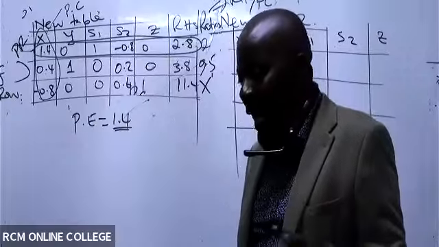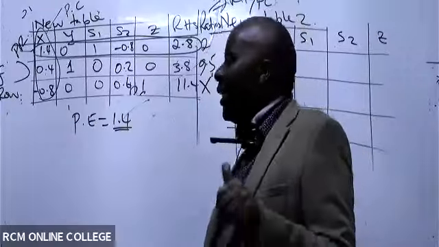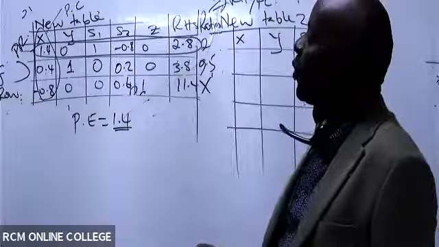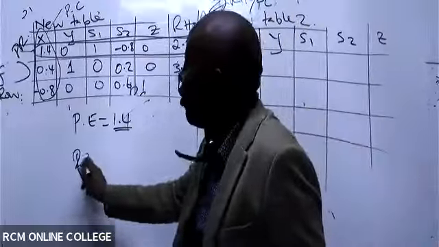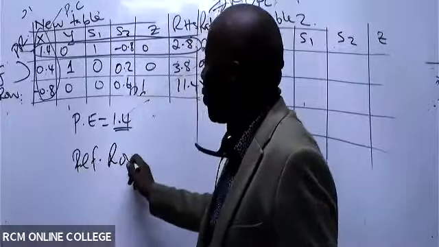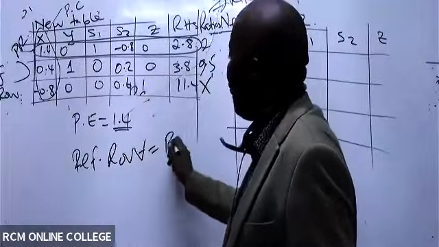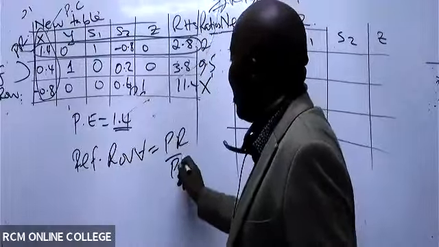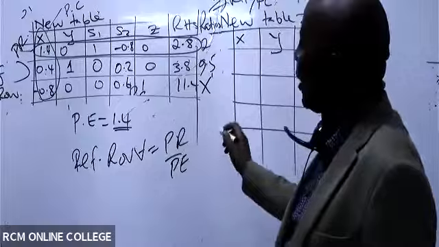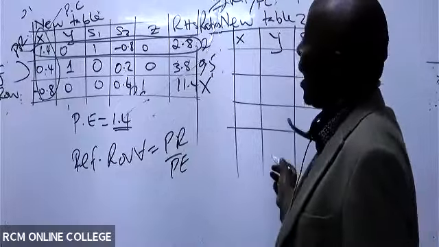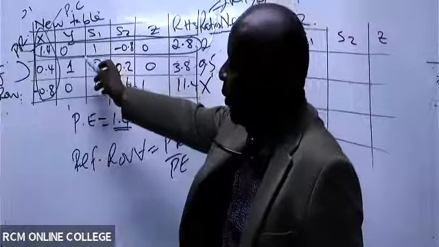Ladies and gentlemen, having gotten the pivot element, the next step will be for you to give us what we call the reference row of the new table. The reference row will be the pivot row. You divide the pivot row elements by the pivot element throughout. And remember now, the pivot row is row number 1.